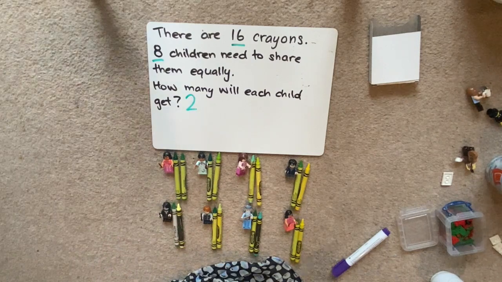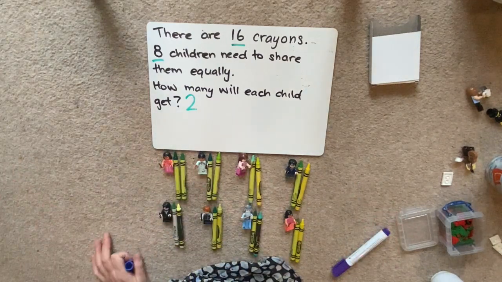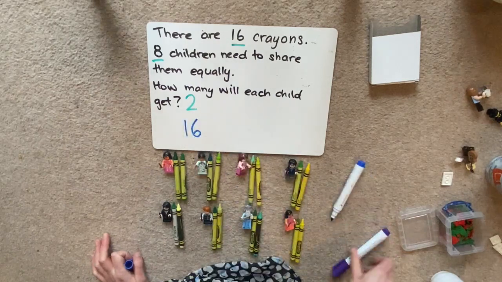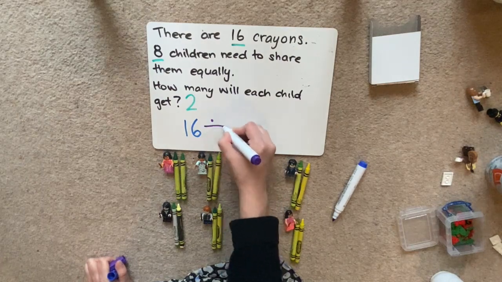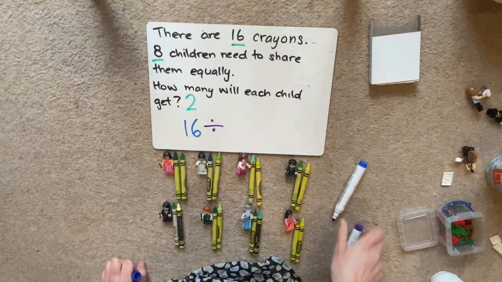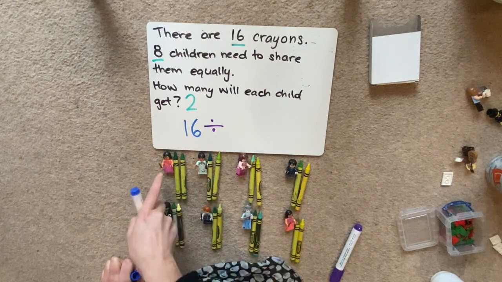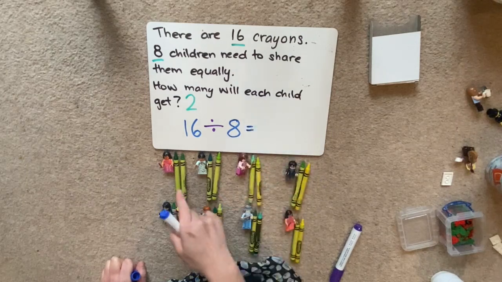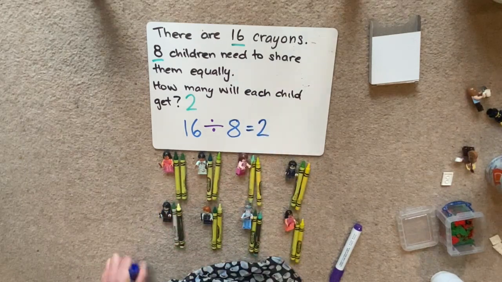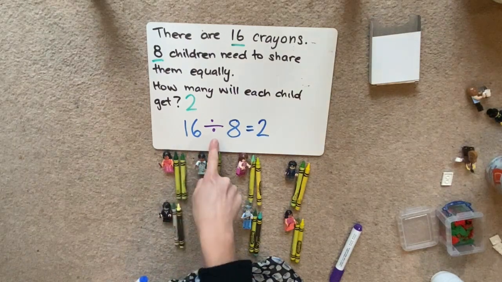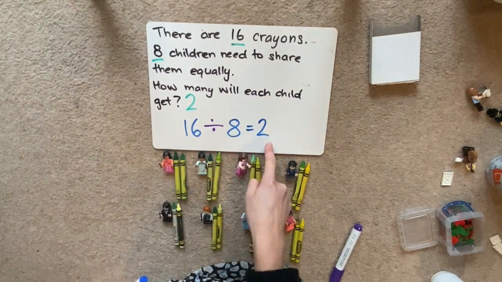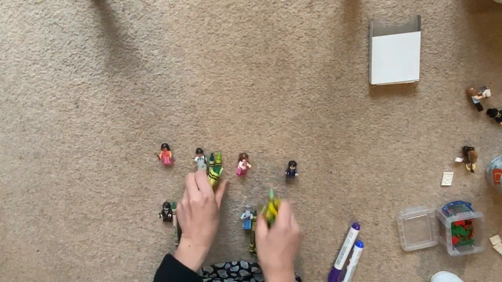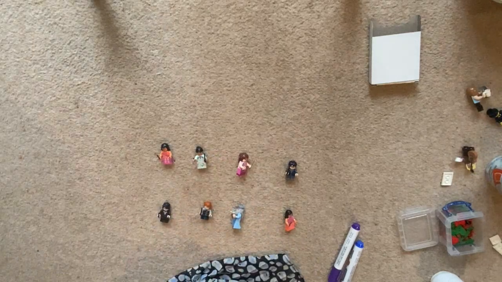Now the number sentence, start with the all together number. How many crayons did we start with? Started with 16, and we shared those crayons, so 16 shared between how many children? We shared them between 8 children, and we found out that each child will get 2. 16 shared between 8 is the same as 2. Put these away, and we'll do one last example together.